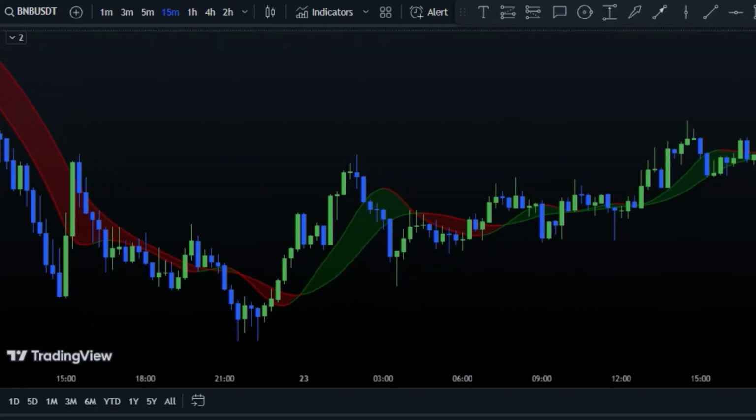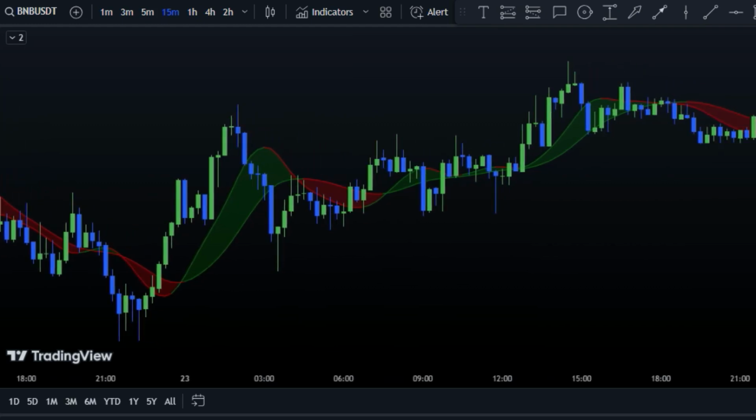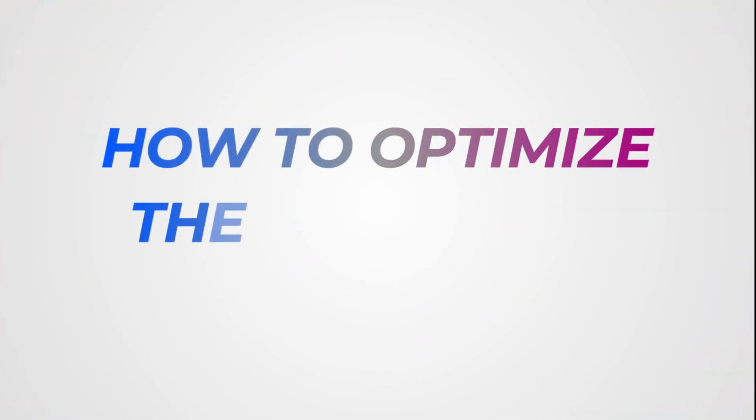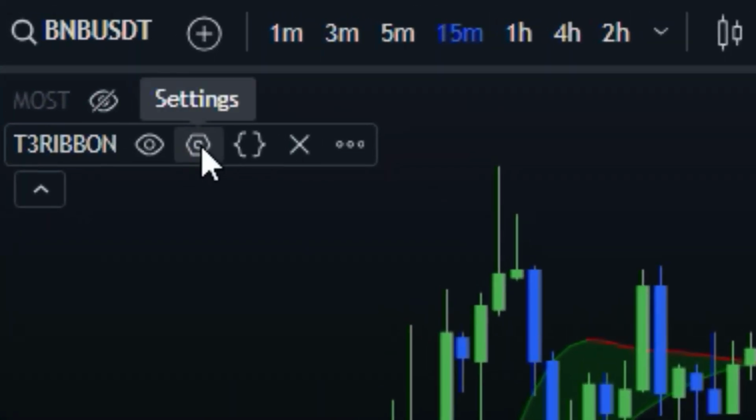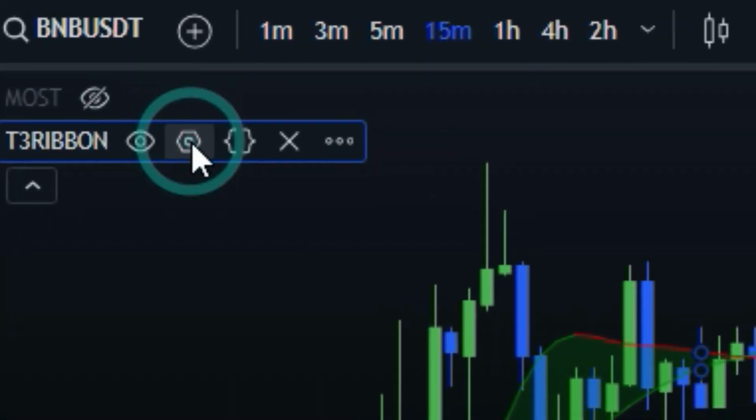Now that we've got the indicator on your chart, we need to make a few changes in the settings so that it can help us detect trends better. Just click on the little gear icon next to the indicator's name and I'll guide you through adjusting the settings.